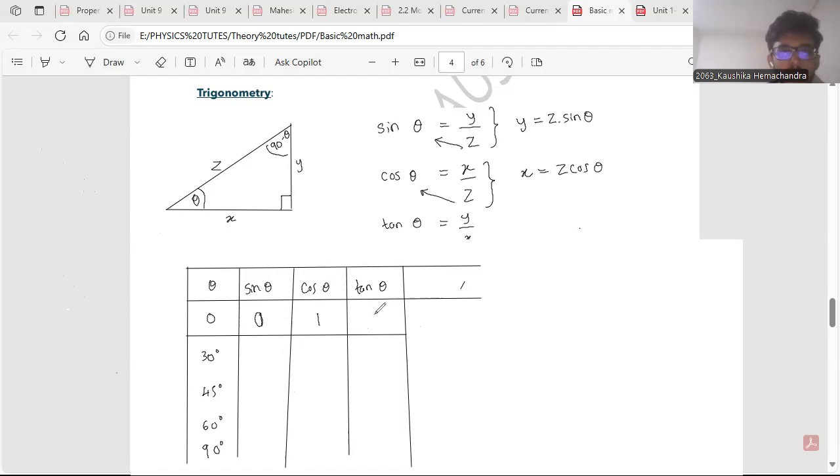And tan theta is also 0 when theta is 0. Then for 30 degrees, sin 30 is half. Cos 30 is root 3 over 2. Tan 30 is 1 over root 3. The questions usually give product values, and they don't usually give the value of sin 30.